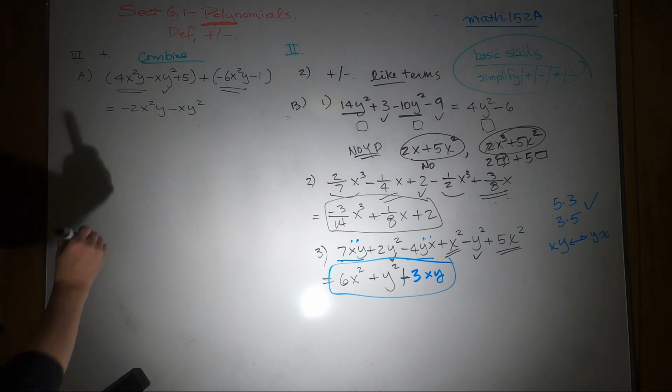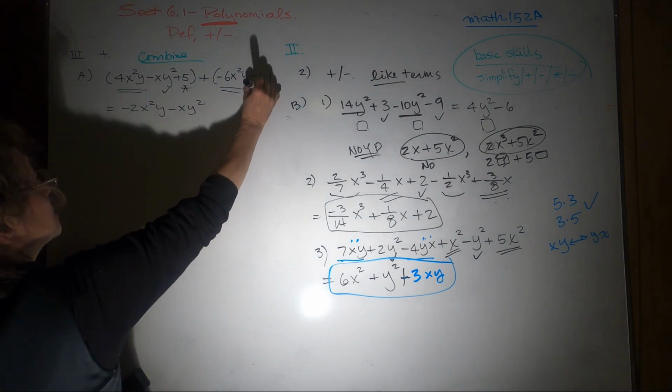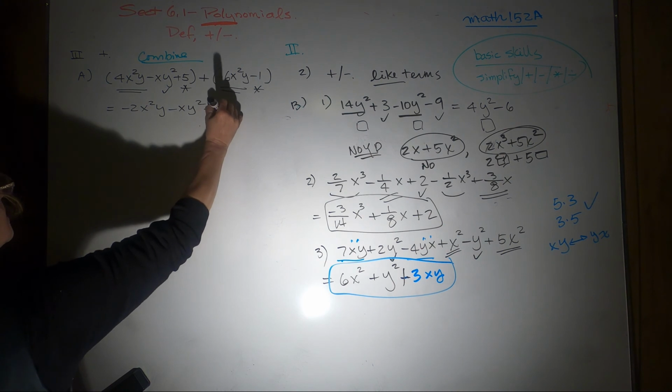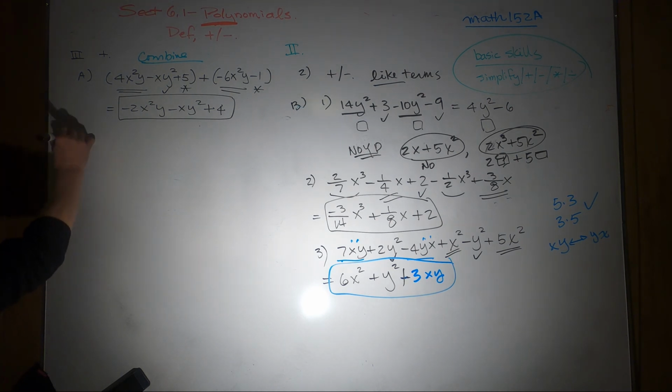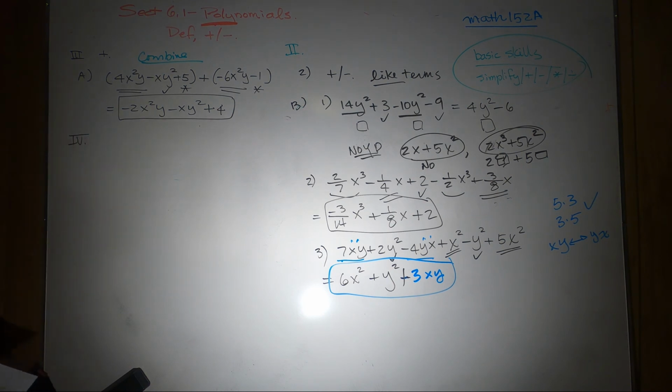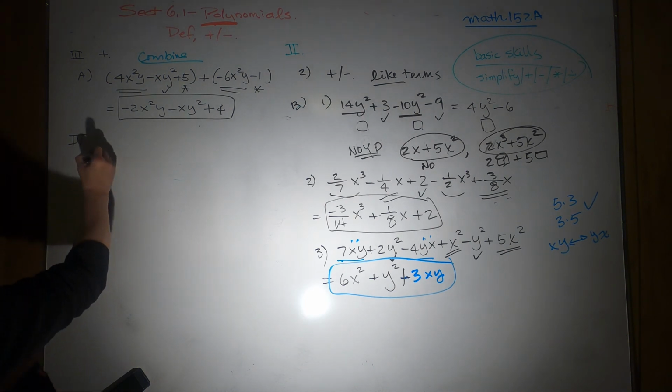And numbers go with numbers. 5 minus 1 is plus 4. So that will be the simplest form you will have. Okay? That's addition. Then we do subtraction. Okay, subtraction, you need to remember this.